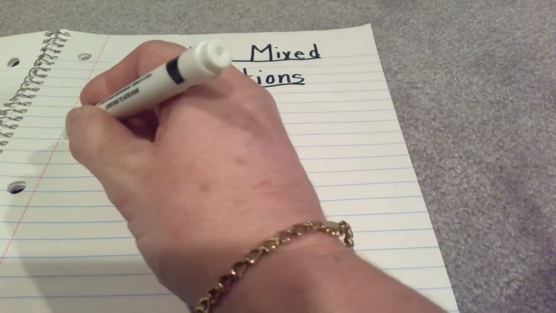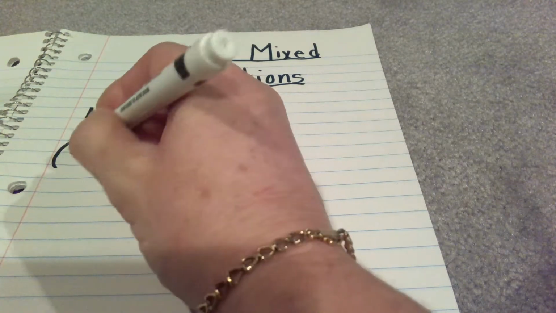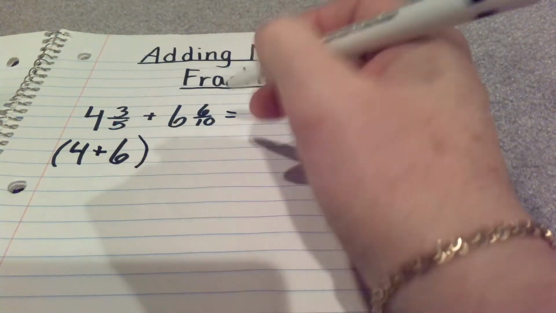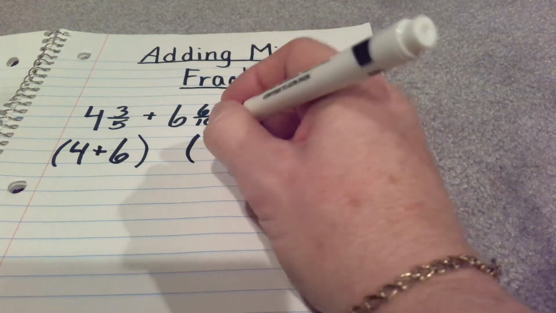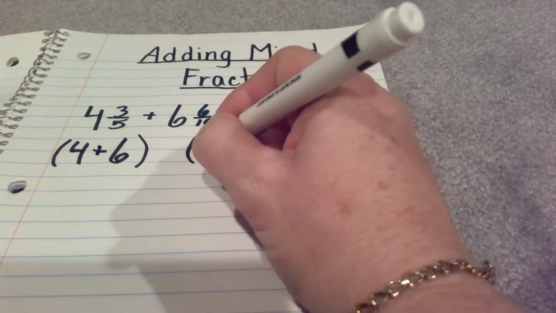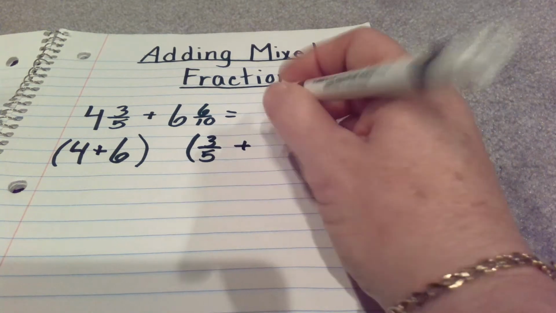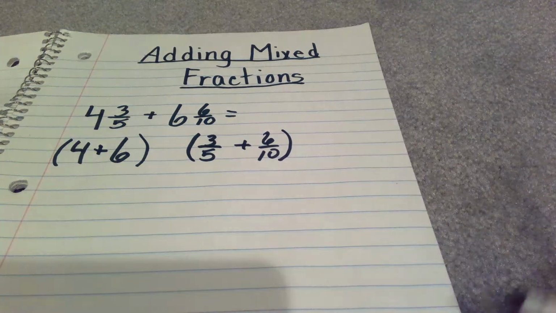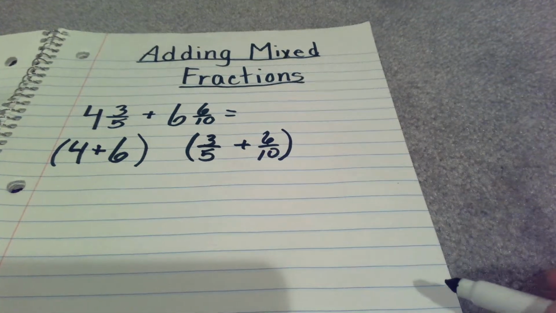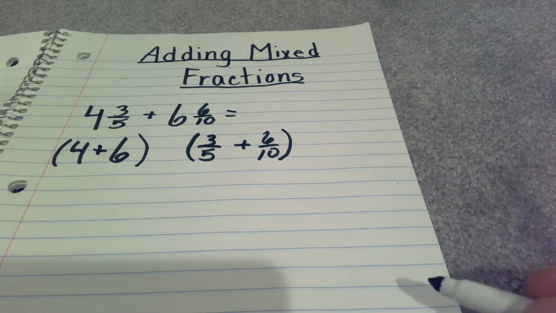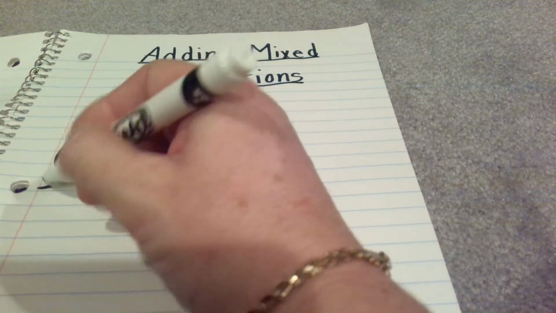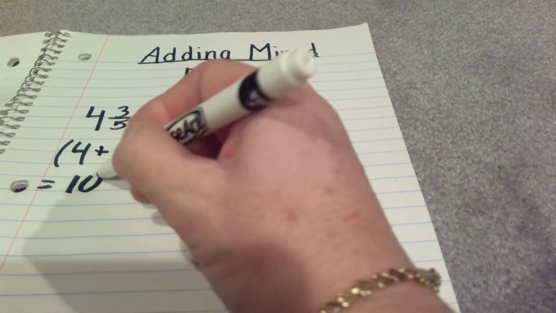So let's go ahead and do that first part where we pull together those whole numbers, 4 and 6, and then we pull together the fraction parts that are in our question, the 3/5 and the 6/10. So now we're just going to find the answers to each of those two parts, and then we'll combine them back together again in the end. So if we add our whole numbers first, we have 4 plus 6, and we all know this is 10.